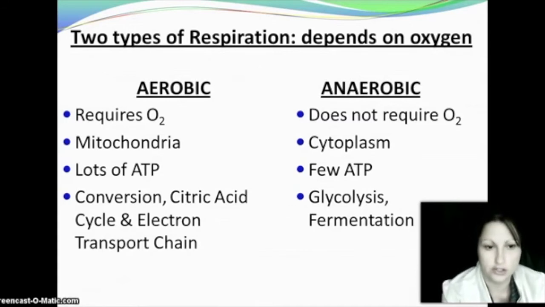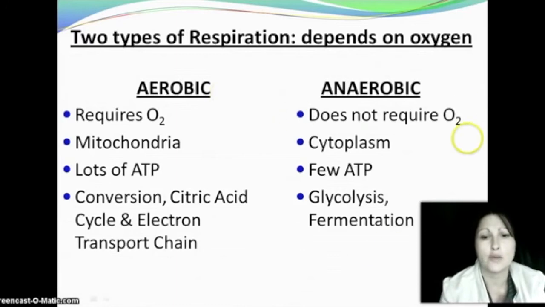Aerobic requires oxygen. Aerobic steps are always going to happen in the mitochondria. It's going to make lots of ATP for the cells. So you'll see me refer to this as Plan A. It's the ideal plan. A couple steps that are aerobic are going to be conversion, citric acid or the Krebs cycle, and the electron transport chain, which we'll all talk about in a second.